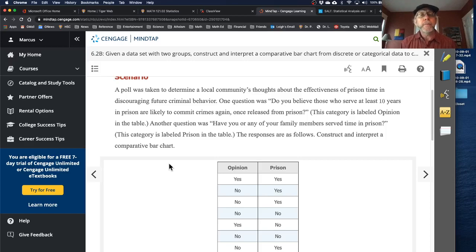So this category is labeled opinion in this table you see here. So a yes answer means that the person did believe that after 10 years in prison, an inmate would be likely to commit crimes again. A no answer would say, no, I don't believe they would. A second question was, have you or any of your family members served time in prison? So this gauges a respondent's sort of direct acquaintance with what prison time might be like. And this is the response labeled prison in the table.